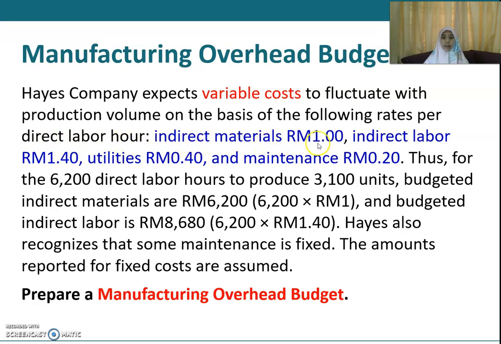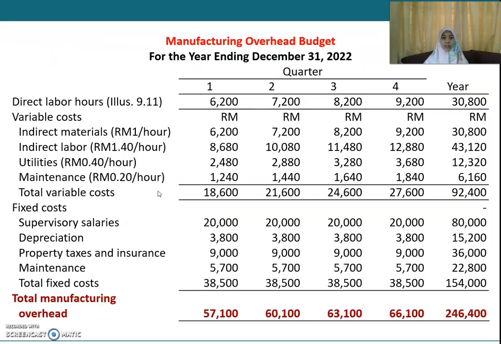Your indirect materials is 1 ringgit. Your indirect labor is 1.4 ringgit per direct labor hour. Your utilities is 40 cents per direct labor hour, and your maintenance is 20 cents per direct labor hour, because it is given in the question that it varies with the direct labor hour. And then you can see here how to prepare your manufacturing overhead budget.